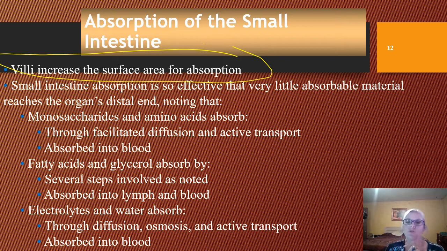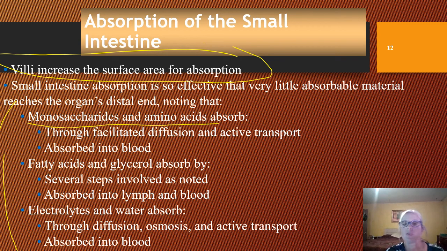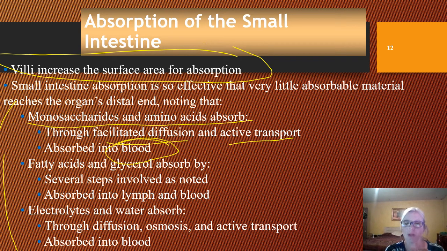So, monosaccharides, which are simple sugars, and amino acids, how are they absorbed? These guys are absorbed, and you need to know where they're absorbed to. So this part right here, this is important. Simple sugars and amino acids is going to be facilitated diffusion and active transport into the blood, all right, directly into the blood, which is a good thing. That's how we get that quick energy, right?